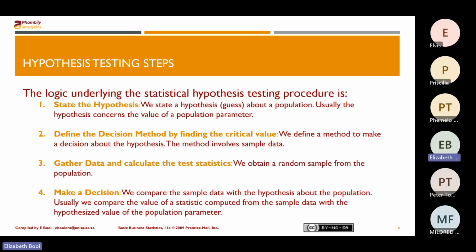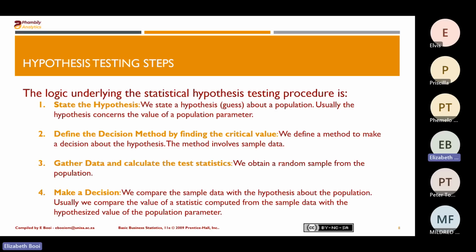Step number 1, you need to know how to state your null hypothesis and your alternative hypothesis. Remember, null hypothesis always has independent, alternative, dependent. Step number 2, you need to define your decision method by finding your critical value. So it means you need to go find your critical value on the critical values of chi-square table.